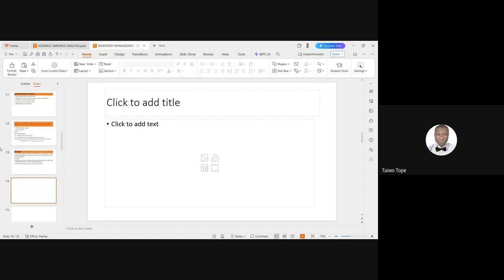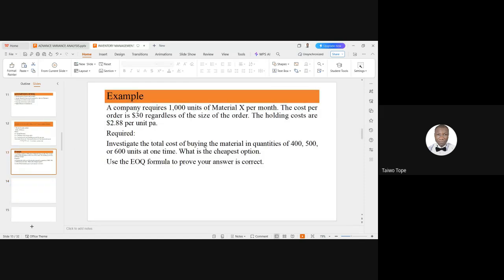So looking at this question, your monthly demand of material X is what? 1,000 units.